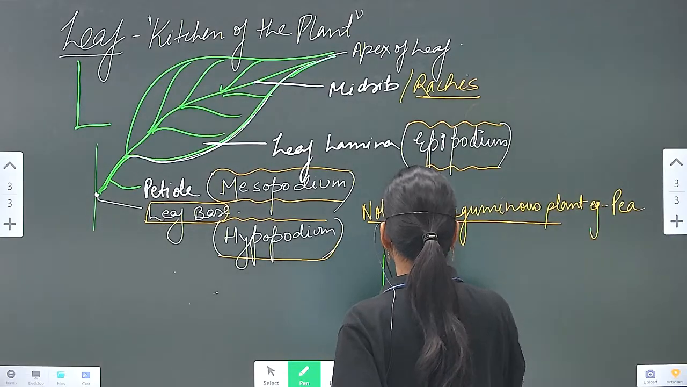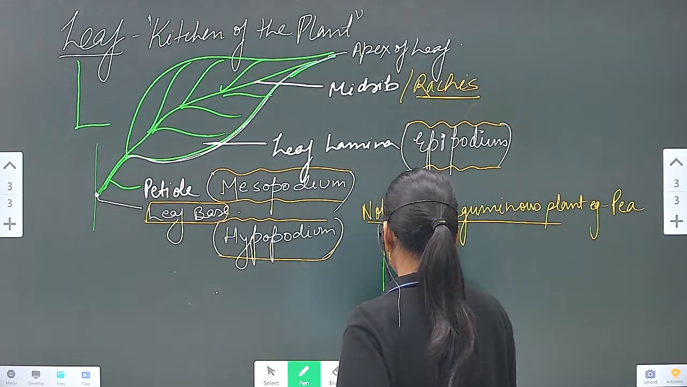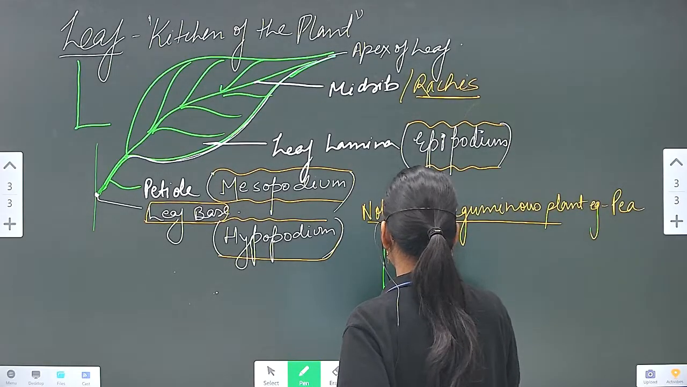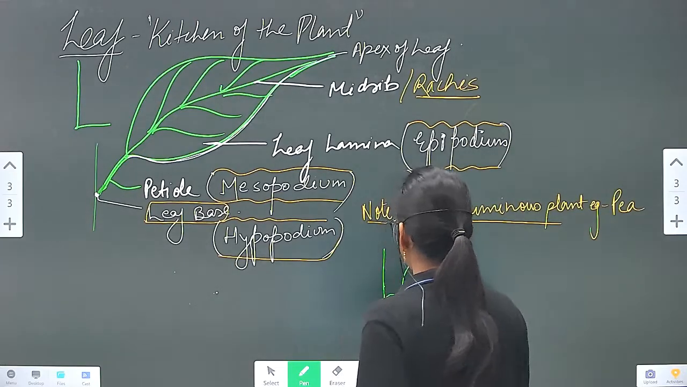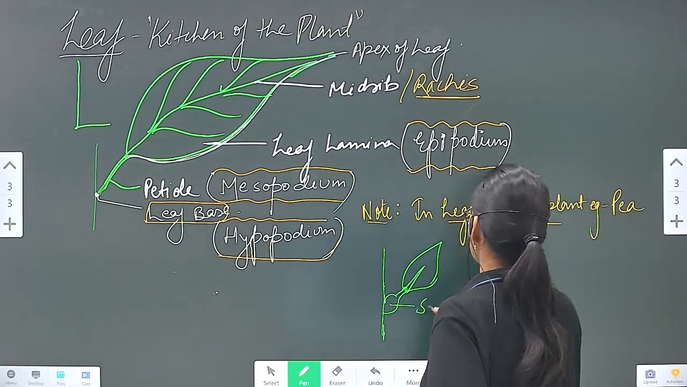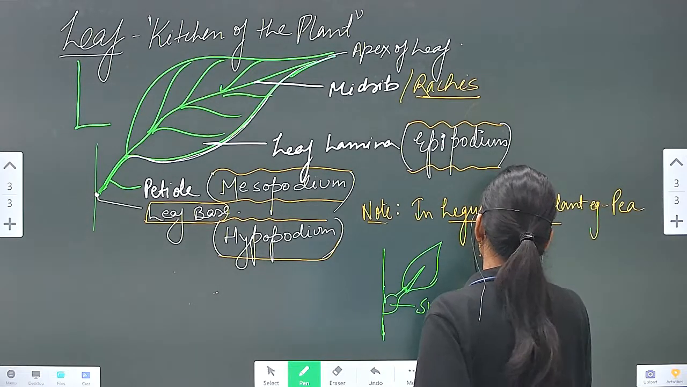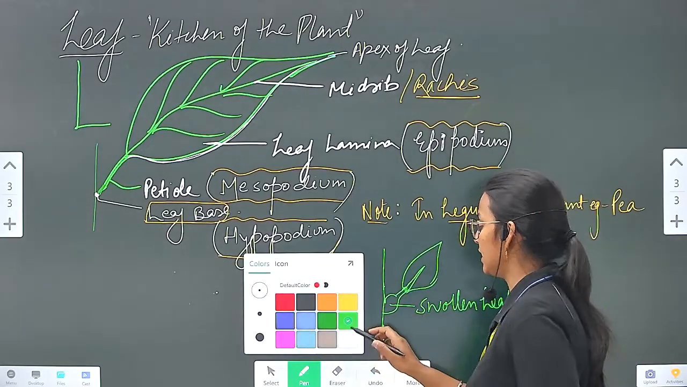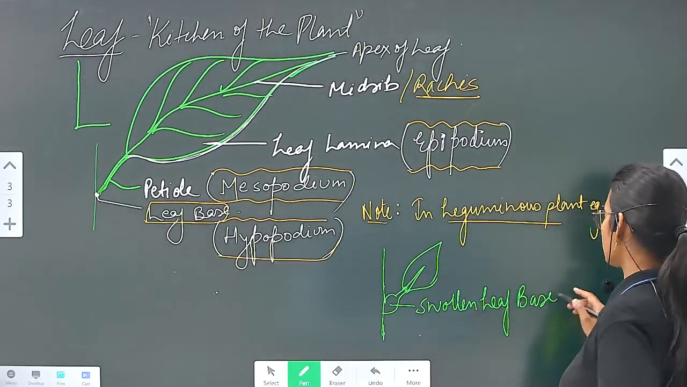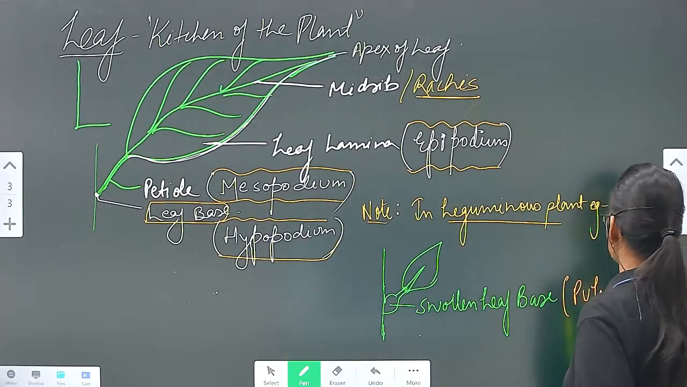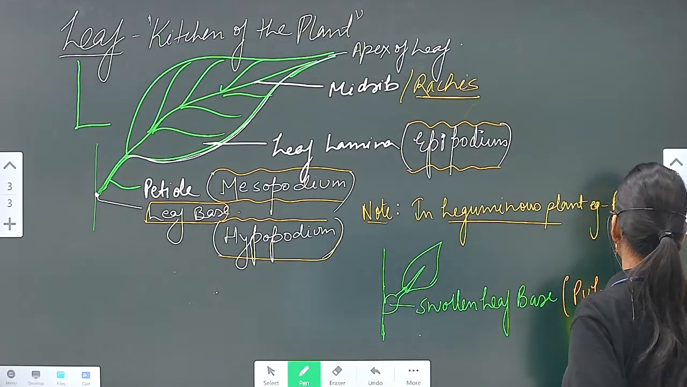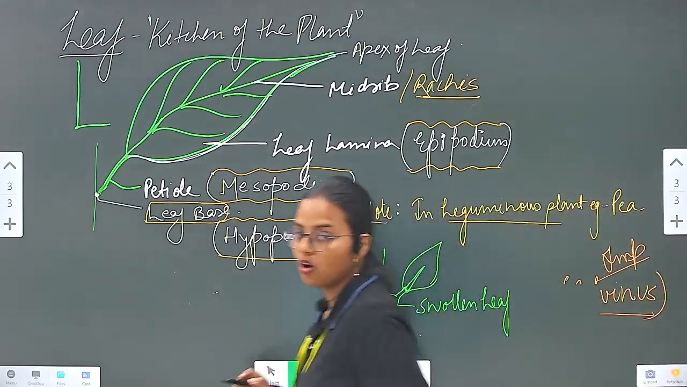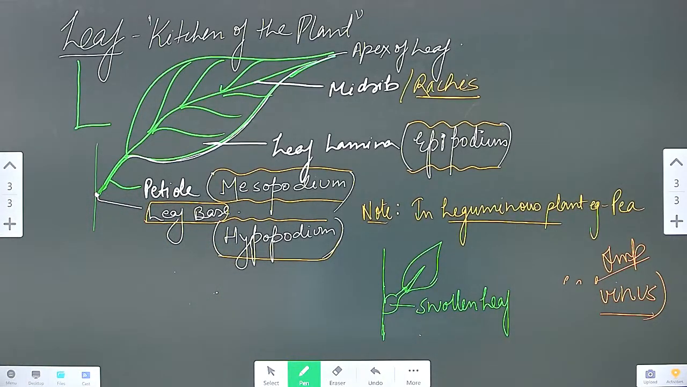Okay, the leaf base becomes swollen. How does this look? Like this. The leaf base becomes swollen. Swollen leaf base is seen in the case of leguminous plants, and that is called what? The pulvinus. Very, very important. You are often asked about this pulvinus.